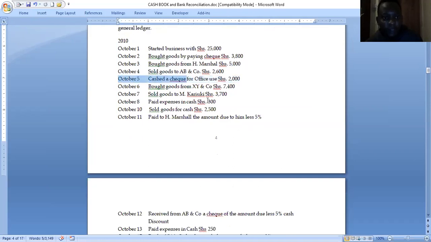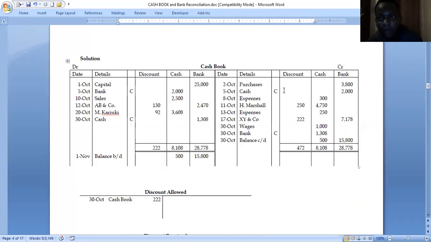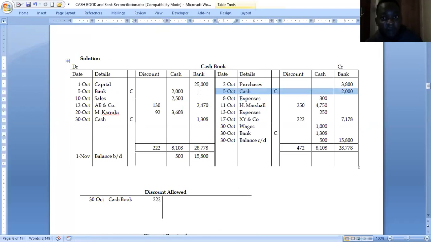So on October 5th, credit bank account as highlighted there, so it's by cash in the bank column. Highlighted by C to indicate a contra entry, because we still have the same transaction entered on the debit side of this, by debiting in the cash account, as you can see there, and the description being by bank.